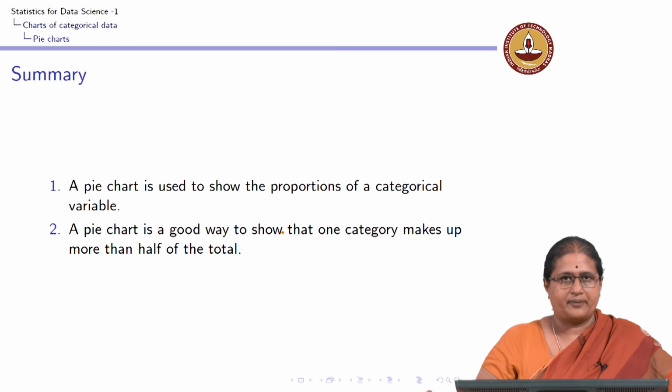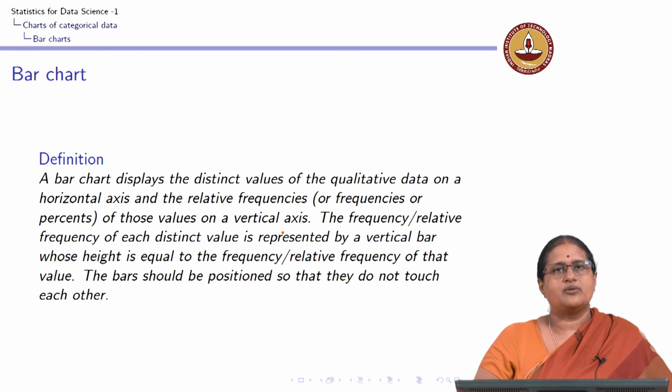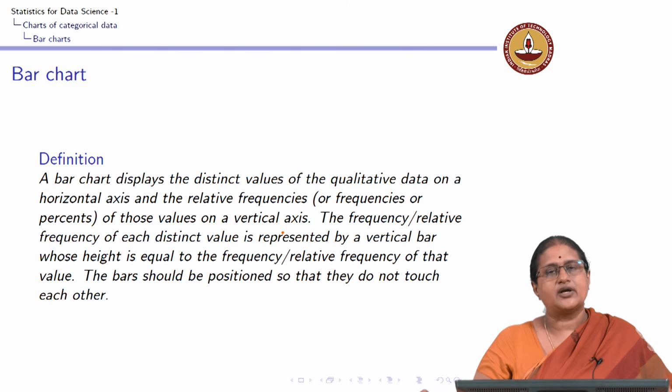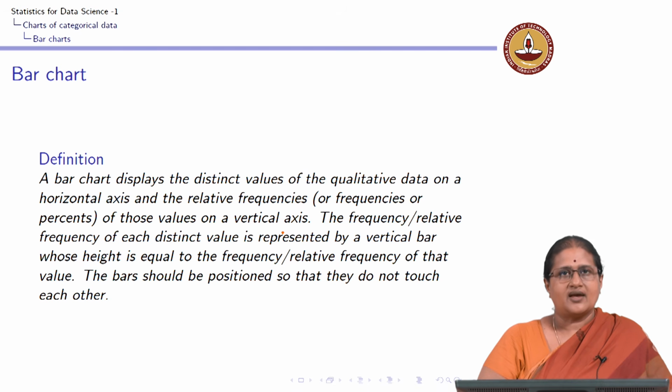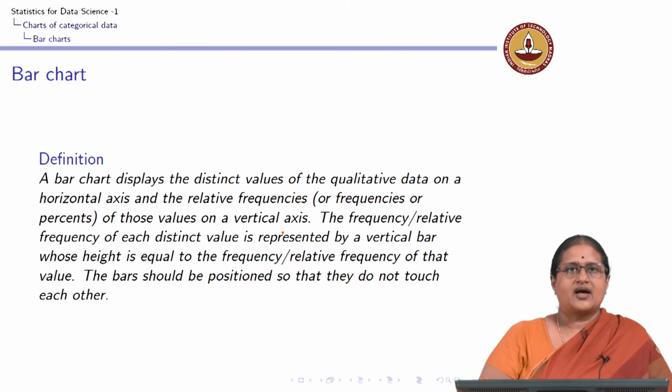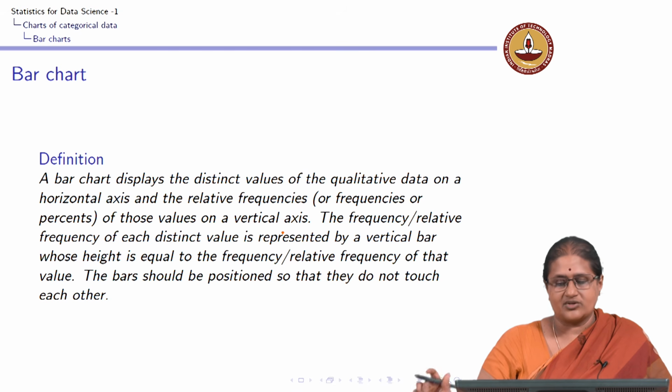The next graphical summary, which is also a very important way, we said that when it comes to categorical data, the two most popular graphical displays are the pie charts and the bar chart. So, what is a bar chart? Again, a bar chart displays distinct values of qualitative data on the horizontal axis.